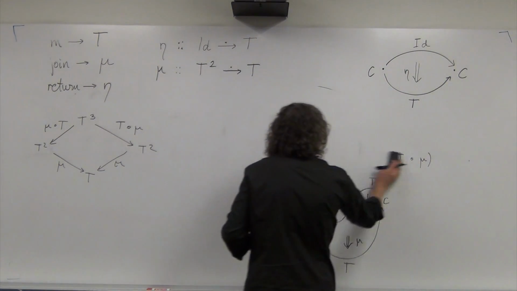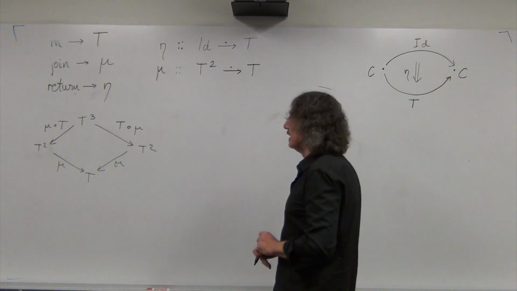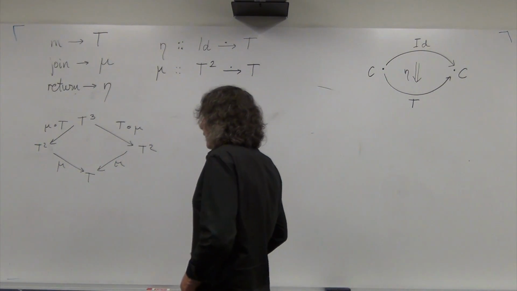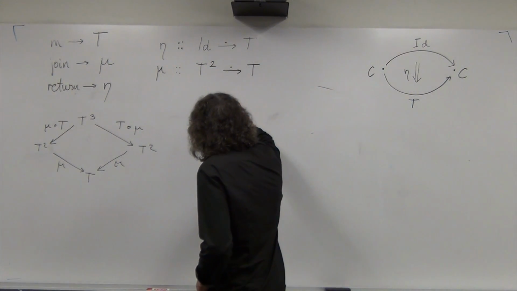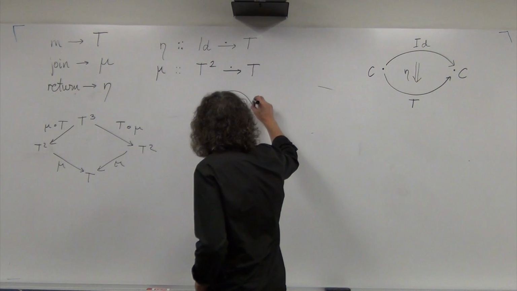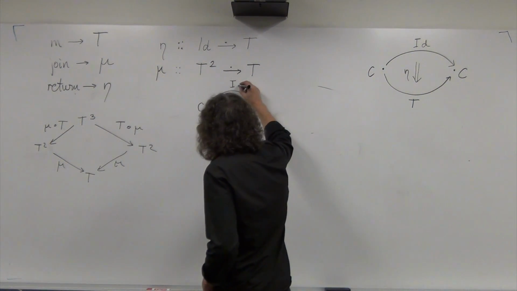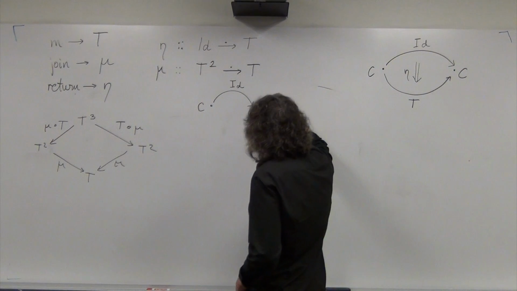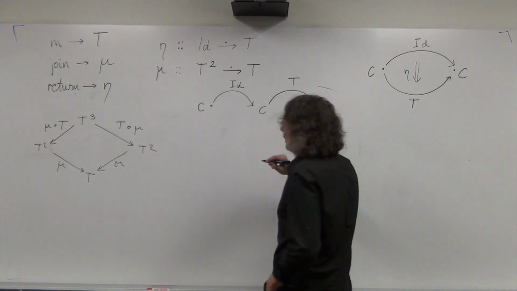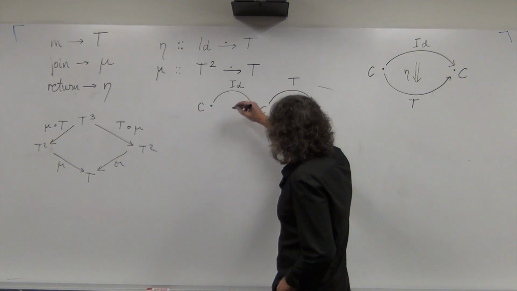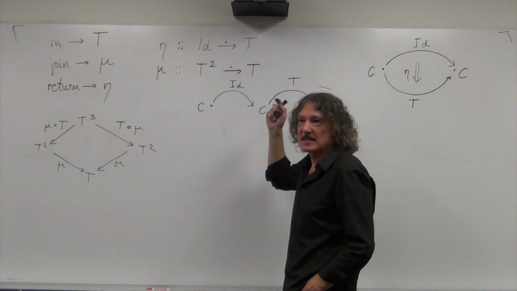So I'm going to erase this. And one final identity, well, two final identities. In functor diagram, so this is C, this is C, we can apply the identity functor now, followed by T, and of course this is the same as T, right? Identity followed by T is the same as T.